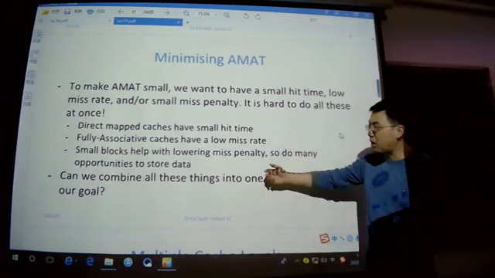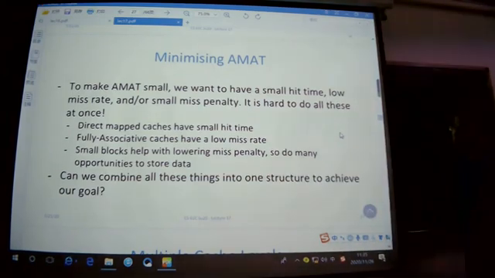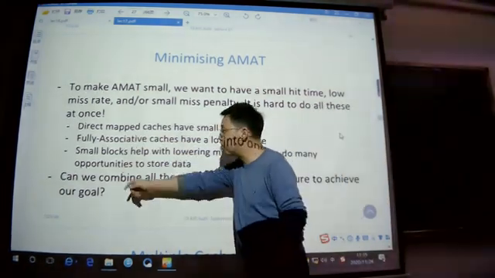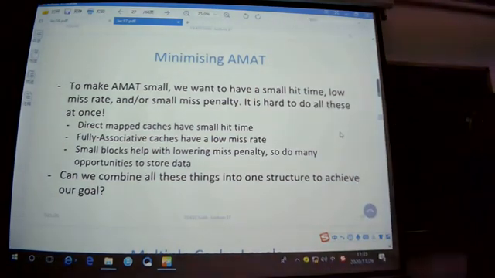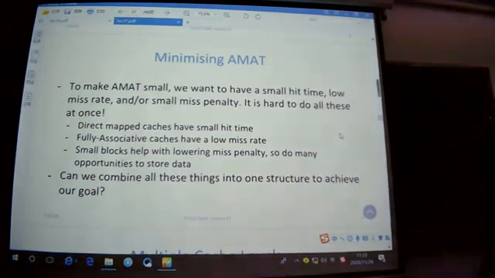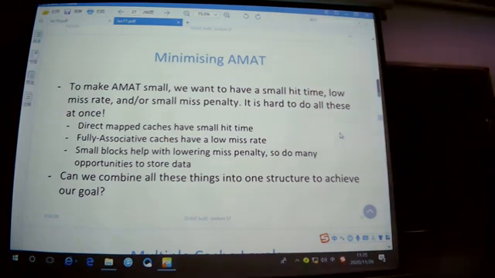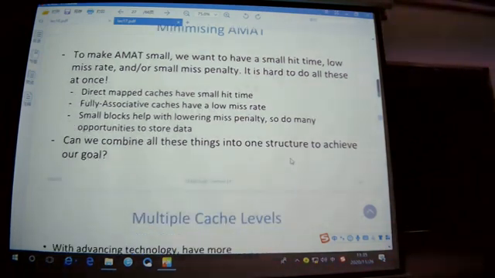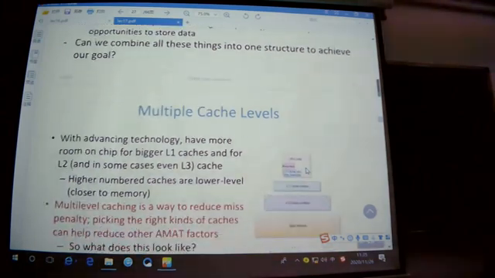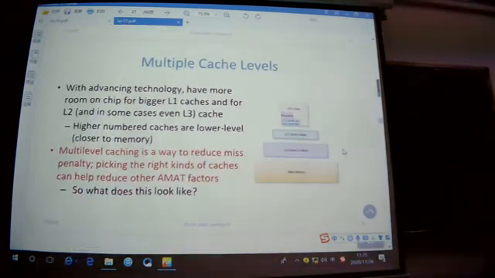So, too many opportunities to store data. You can find this is a different model. A different model has different conditions. Can we combine all these things into one structure to achieve our goal? The answer is no. So compromise is effective. Yeah, we don't reach all conditions. Okay, multiple cache levels is the answer.